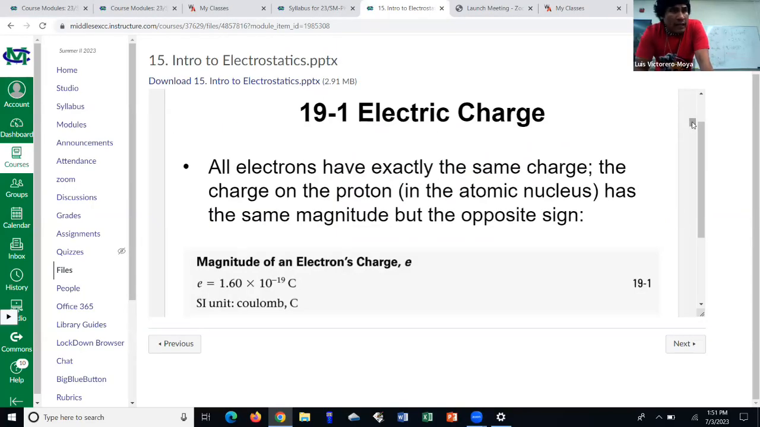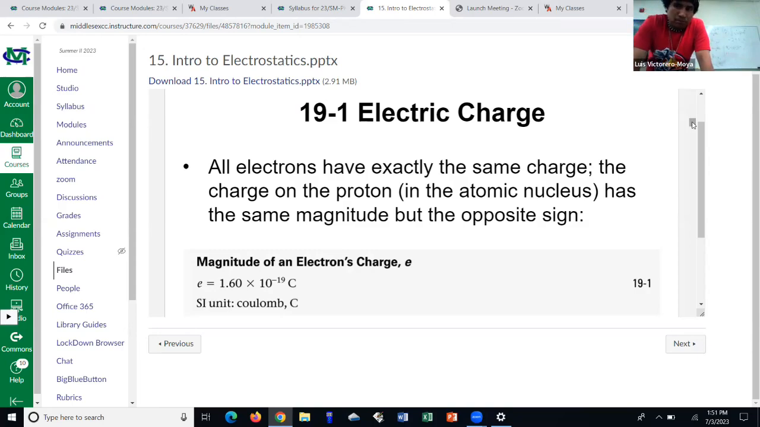Every object that is charged has a charge that is a multiple of the most basic unit of charge, which, as I showed you already, is the charge of the electron. The magnitude of the charge of the electron is given there, 1.60 times 10 to the negative 19 coulombs. Now, that is the magnitude of it. We know that the electron has a negative charge and the proton has the same value, but positive.